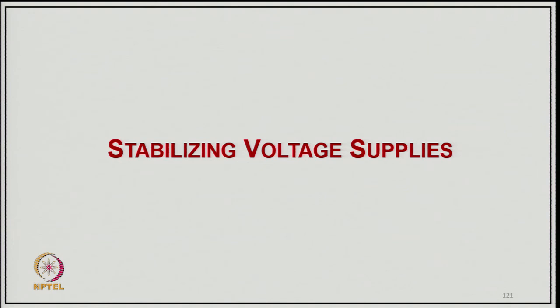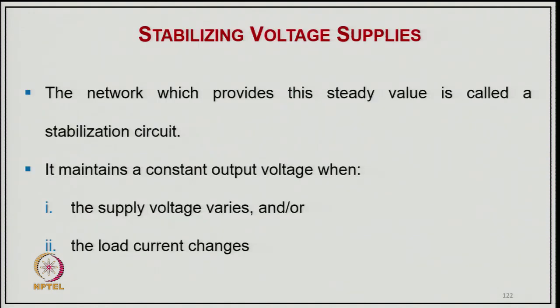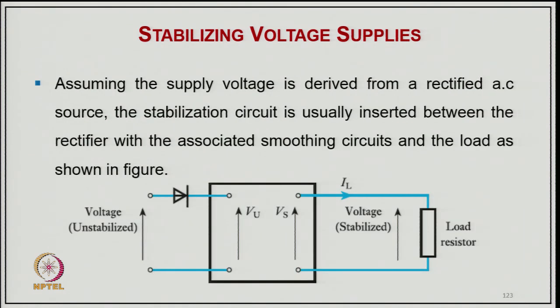Now, coming to the part of stabilizing the voltage supply, where we really use a transistor. The network which supplies a steady voltage is called the stabilizing circuit, and it maintains a constant output voltage when the supply voltage varies or the load current changes. So, we use a transistor as a kind of voltage stabilizer. Here, assuming the supply voltage is derived from a rectified AC source, the stabilizing circuit is usually inserted between the rectifier and the associated smoothing circuit, as shown here.